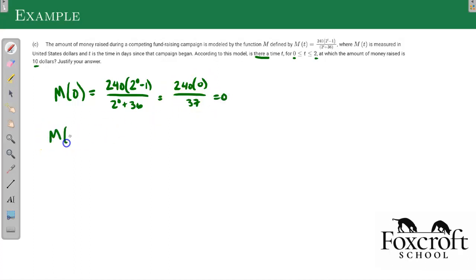When I put in 2, 2 squared is 4. And I'm just going to use a calculator real quick to do that because I'm lazy. 240 times 3 is 720. 720 divided by 40 is 18.